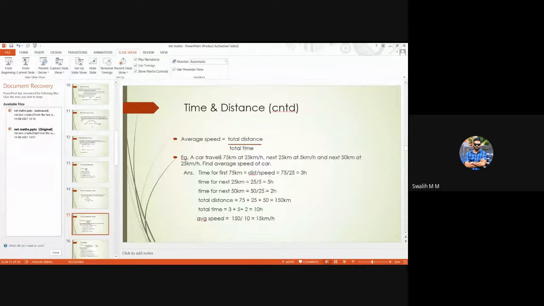First time would be 75 kilometer at 25 kilometer per hour. 75 by 25, 3 hours. Next 25 kilometer at 5 kilometer per hour, 25 by 5, 5 hours. Third time would be 50 by 25, 2 hours. So adding all the time, 3 plus 5 plus 2, that would be 10 hours. So the car is traveling 150 kilometer in 10 hours. So the average speed would be 150 by 10. Clear? Any doubts?